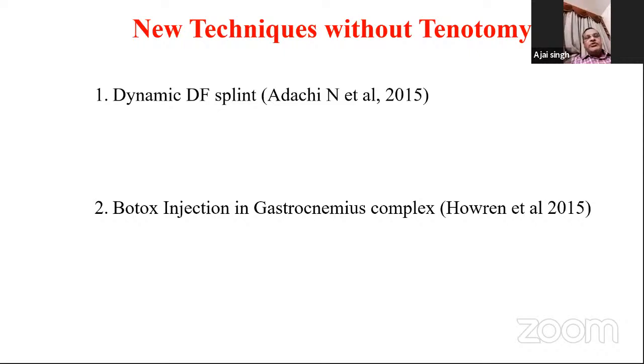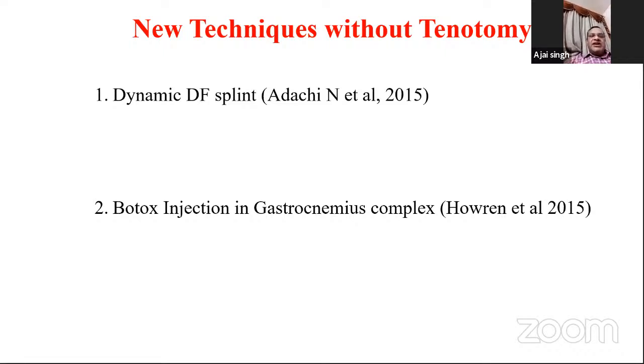Literature says there are new techniques without tenotomy to get 10 degrees of dorsiflexion. First, in 2015, Adachi et al. described the dynamic dorsiflexion splint, and they said that without tenotomy they got it in 16 out of 18 children.